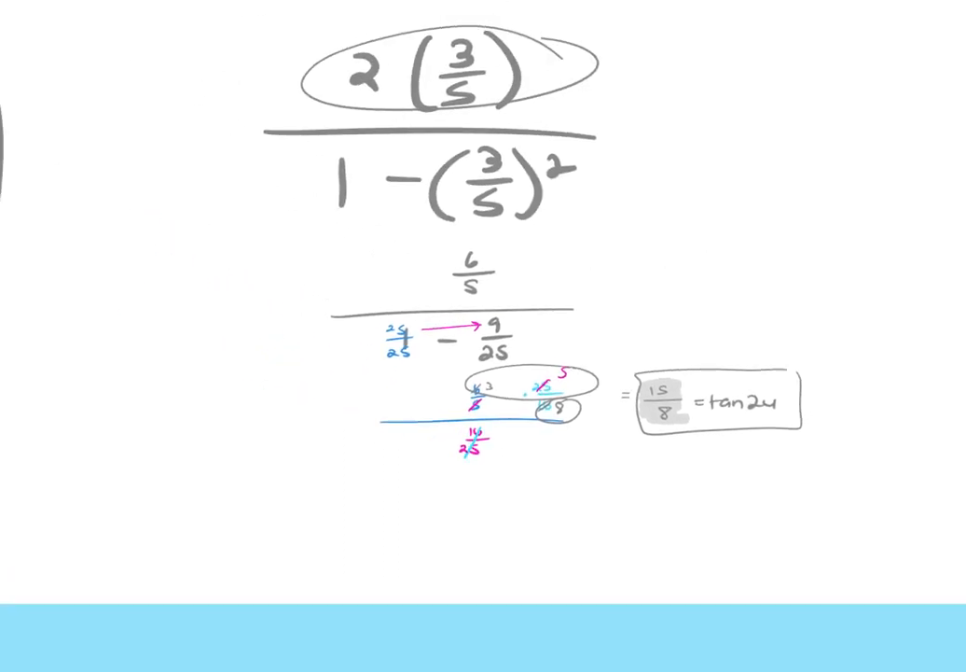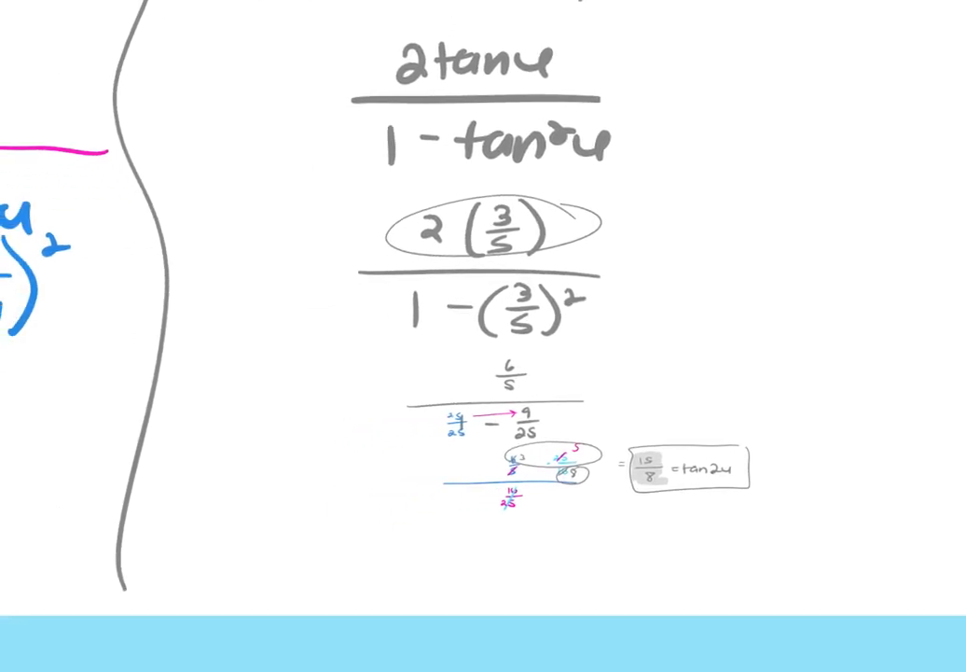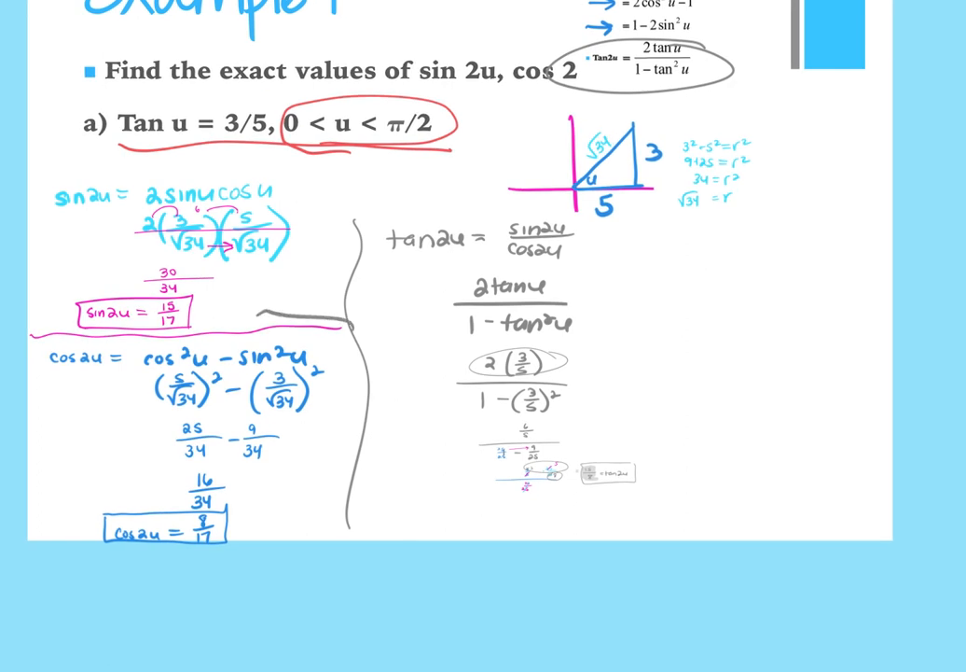And again, if I already had the other two, I could check it by doing the sine of 2u over the cosine of 2u. So if I did that, 15 over 17 over 8 over 17, and we keep, change, flip, and I get 15 over 8. But again, on the quiz, you're not going to get all three. So make sure you know how to do each of them individually.